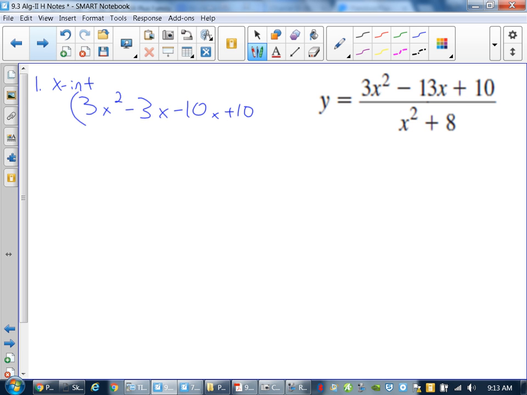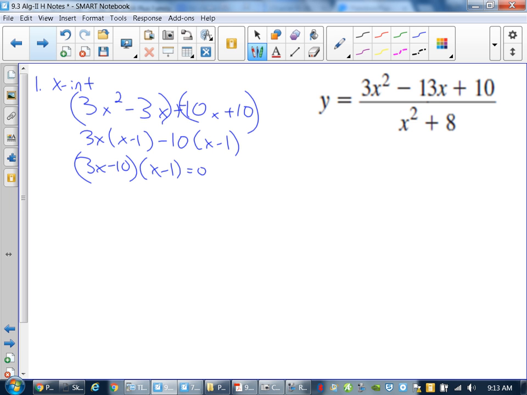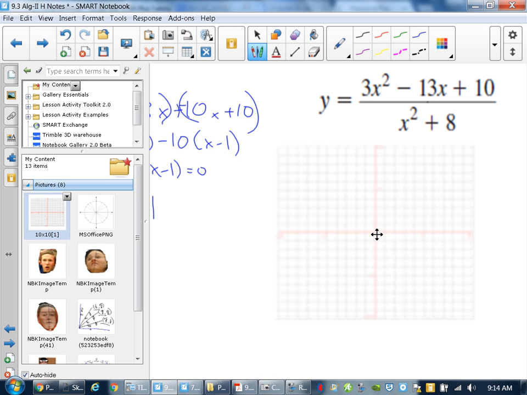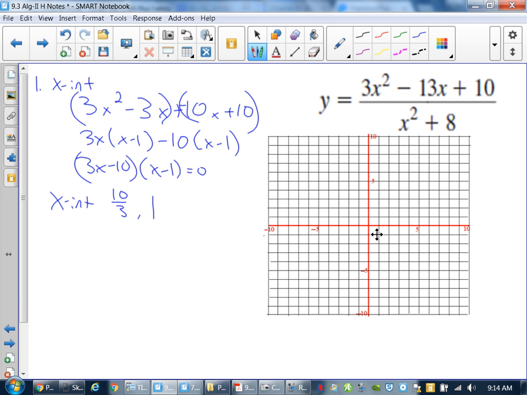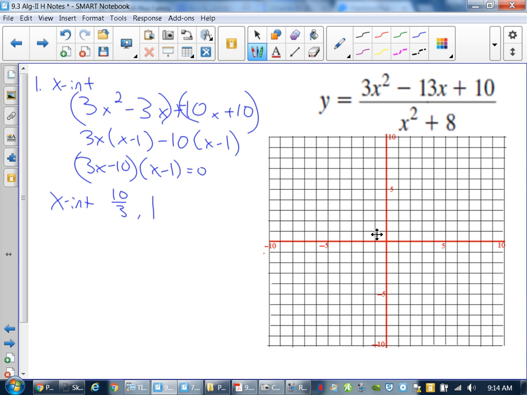So then you just factor by grouping. So we take out 3x, we have an x minus 1. Take out the negative 10, we have an x minus 1. So we have 3x minus 10 and an x minus 1. So we have 10 thirds and 1 for our x-intercepts. Ten thirds is what? 3 1/3? So 3-ish and 1.